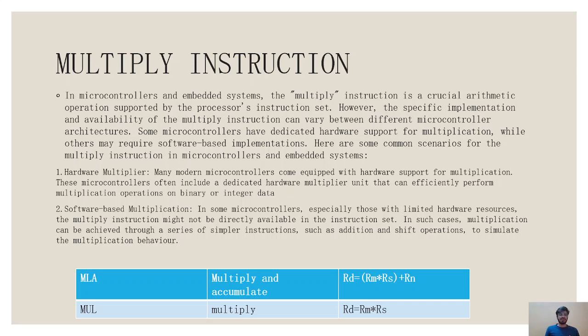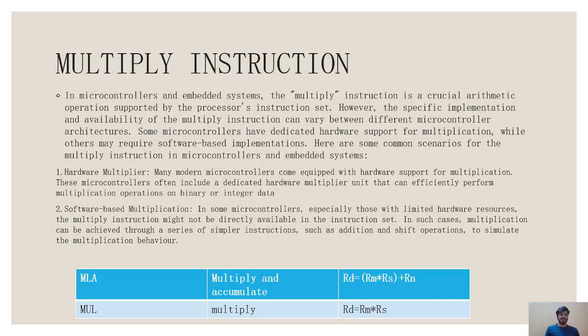First one is hardware multiplier. Many modern microcontrollers come equipped with hardware support for multiplication. These microcontrollers often include a dedicated hardware multiplier unit that can efficiently perform multiplication operations on binary or integer data.